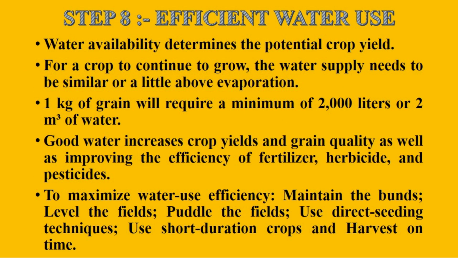Step number 8. Use water efficiently. Crops cannot grow without good quality water. Water availability largely determines the potential crop yield. For a crop to continue to grow, the water supply needs to be similar to or a little above evaporation.